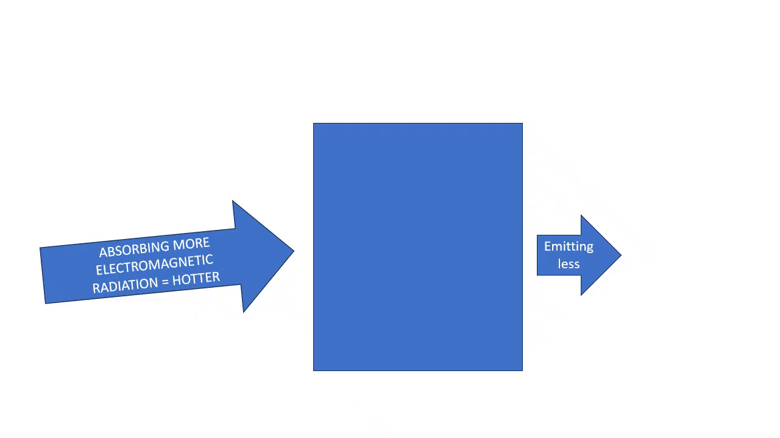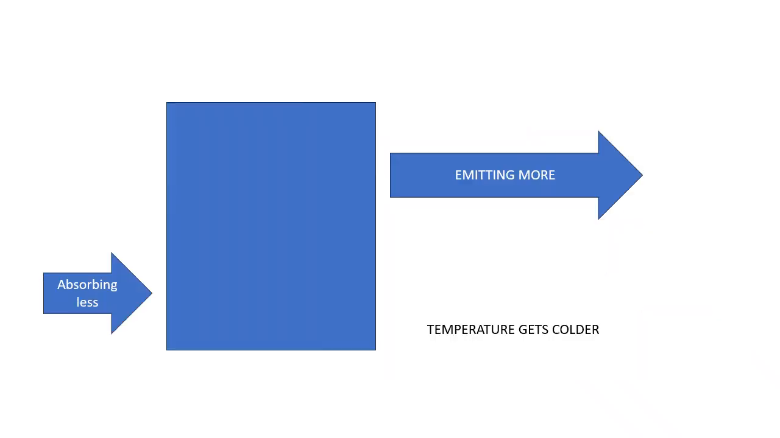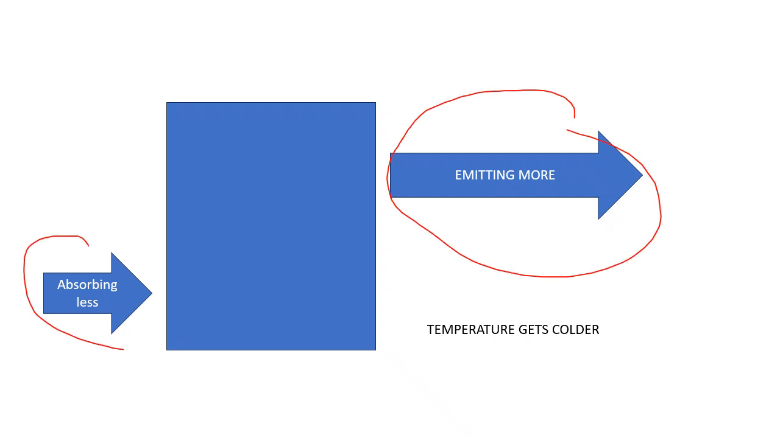If an object absorbs more radiation than it is emitting, it becomes hotter. And when it is emitting more than absorbing, the temperature is colder.